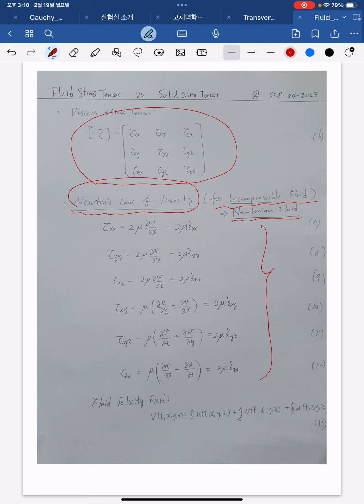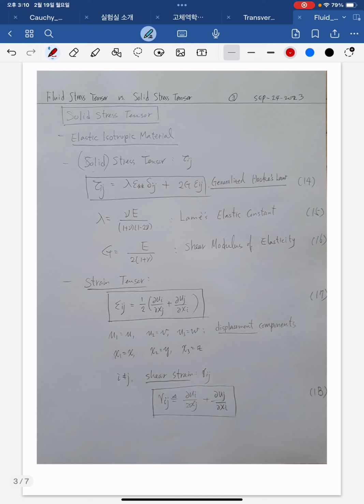Especially u, v, w mean the components of the fluid velocity field. In the meanwhile, the solid stress tensor is given for an elastic isotropic material. The solid stress tensor tau ij is given by this equation: tau ij equals lambda epsilon kk delta ij plus 2G epsilon ij. You see it. This equation is called the generalized Hooke's law.